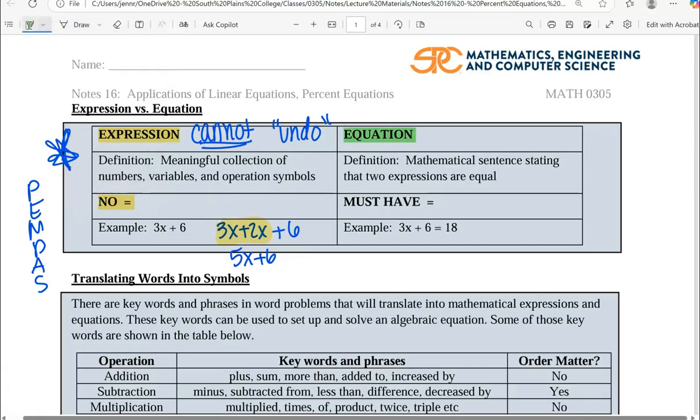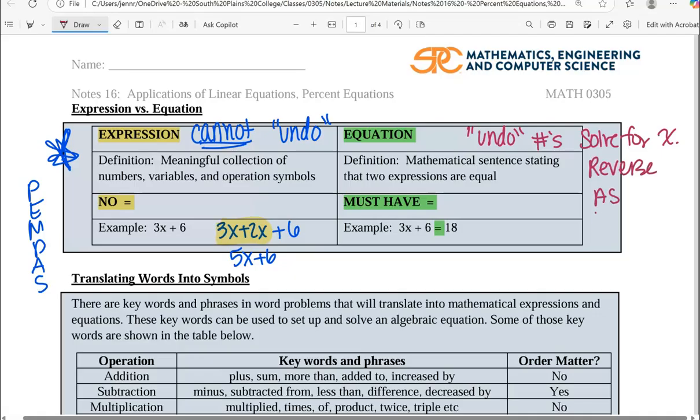An equation is where I have to have an equal sign. It is only in this step that I can undo my numbers in order to solve for x. Remember, we always do that in reverse. I do addition, subtraction, then multiplication, division, then exponents and parentheses. So here I would subtract the 6 first, then I would divide by 3. It is only legal to do that in an equation where I have an equal sign.